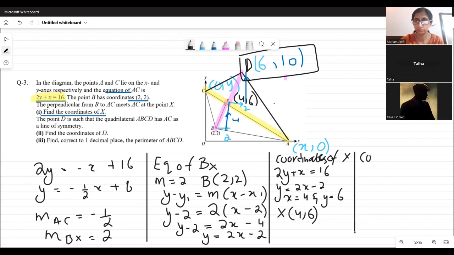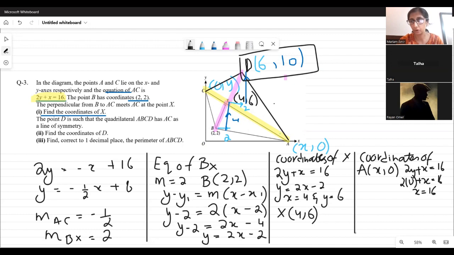हमारे पास A का X है तो Y पुट कर देंगे 0 और ऐसे हमारे पास X आ जाएगा। बिल्कुल सही है। Coordinates of A, let's start with that. X comma 0. So in the equation 2y plus x equals 16, we'll replace y with 0. So x is coming out to be 16. That means the coordinates of A are 16 comma 0. And Ryan, how do we find the coordinates of C?